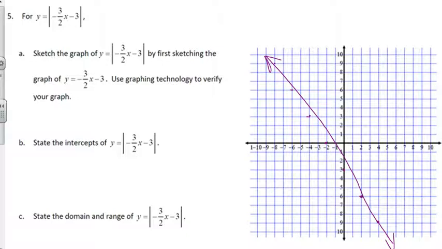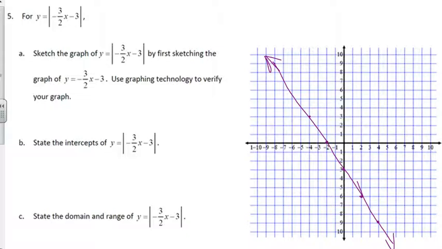So, let me clean up this middle. That's just kind of. Okay. Close enough. Use graphing technology to verify.